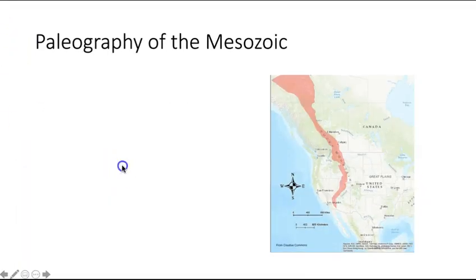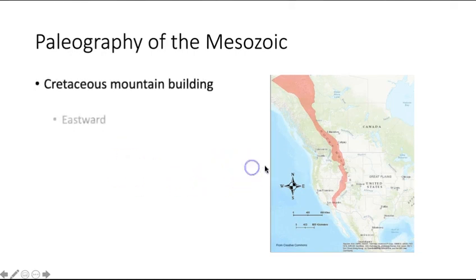During the Cretaceous, volcanic activity, along with mountain building, migrated eastward, resulting in the Sevier orogeny, building mountains in Utah, Colorado, Idaho, and Montana.